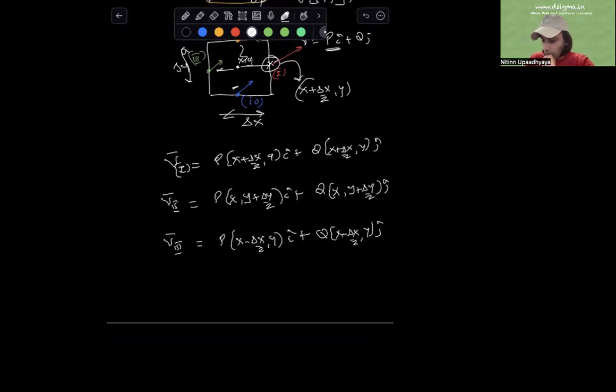And along segment 4, which is this one, the velocity field is v4, which is P. x doesn't change, y is y minus del y by 2, i plus Q(x, y minus del y by 2) j.